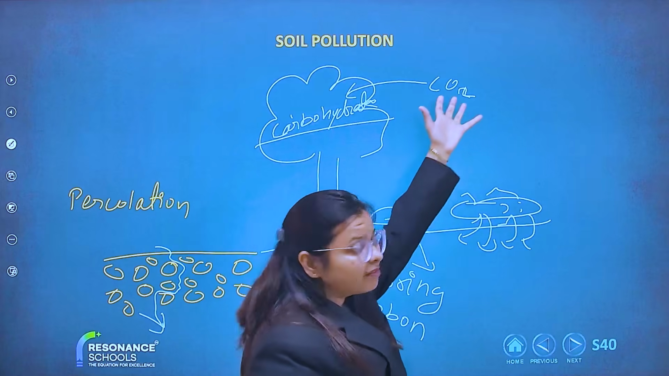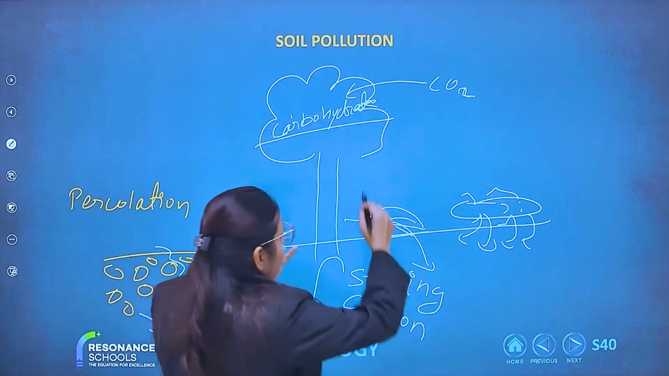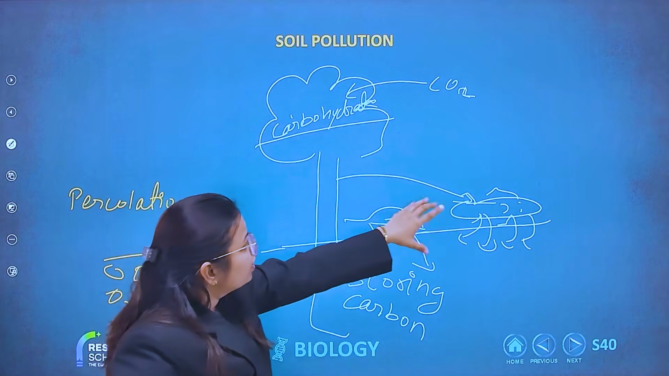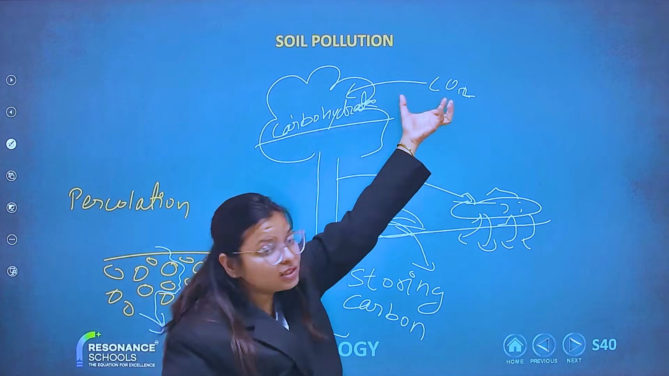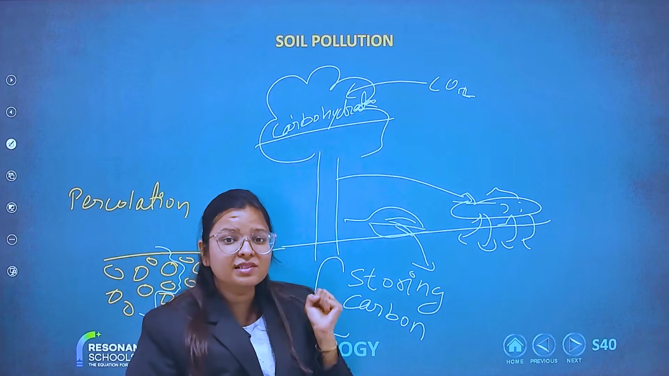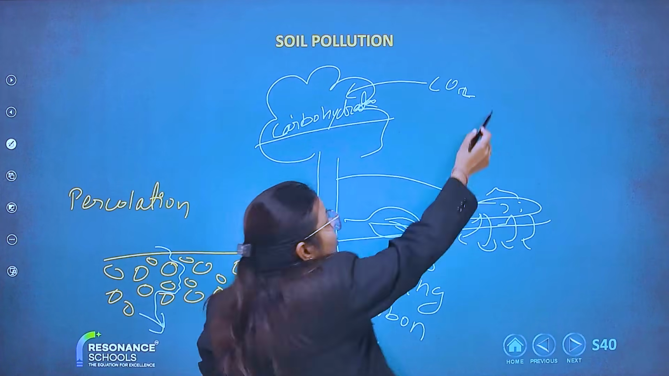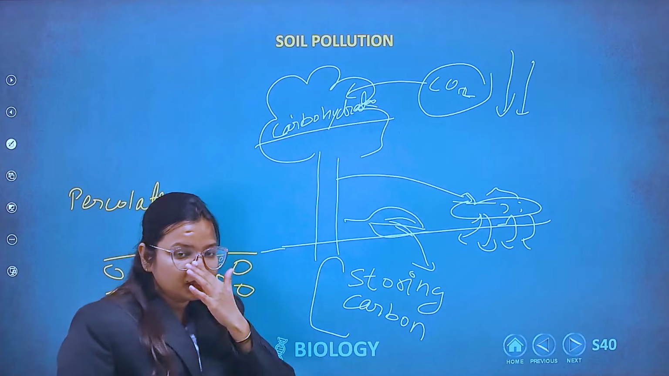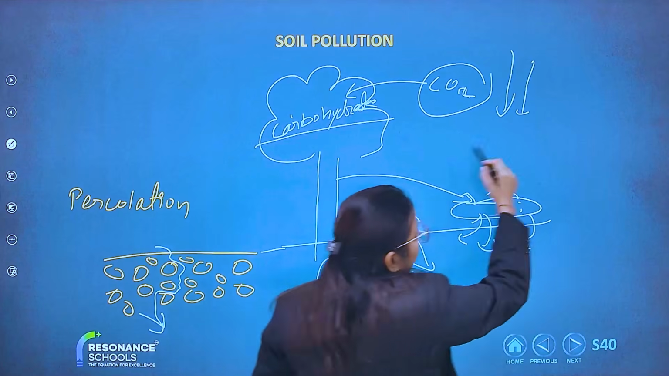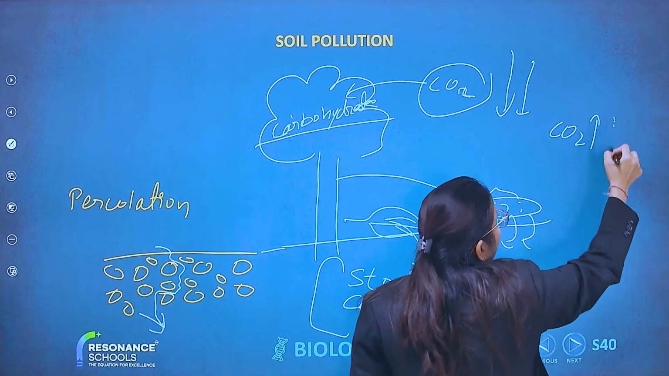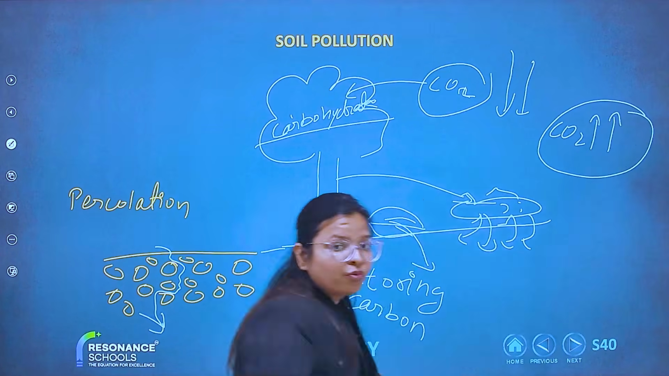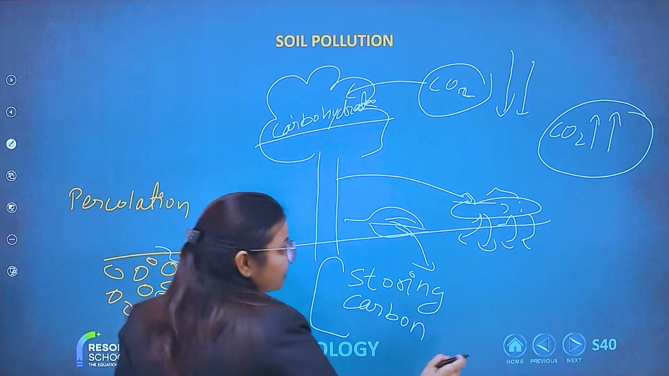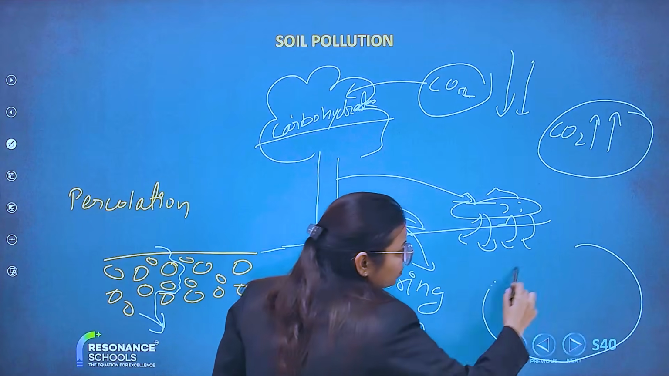Because if this carbon remains, somehow this is coming from CO2. This animal depends on the plant. So somehow we are decreasing this CO2 level because plants are taking that CO2. So the CO2 level in the environment will decrease, and this is what we want. If CO2 increases in the environment, what will it do? It will trap heat.